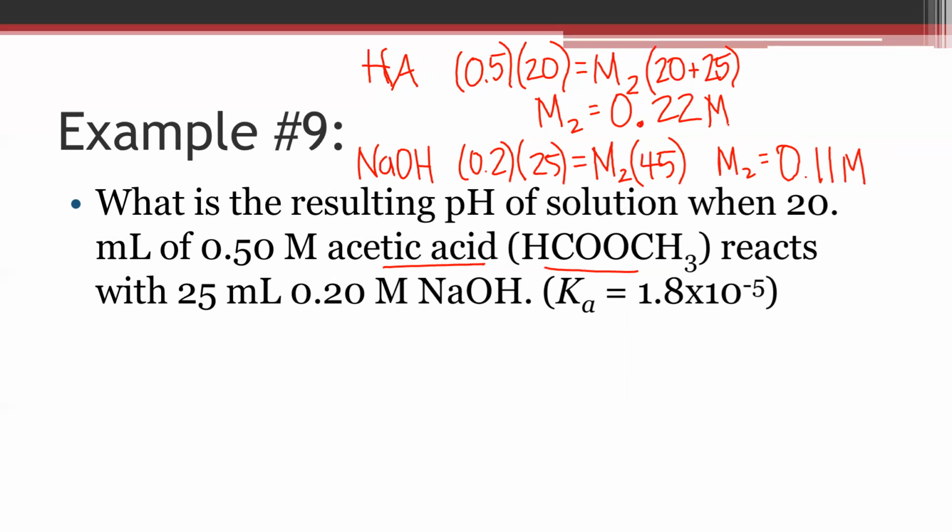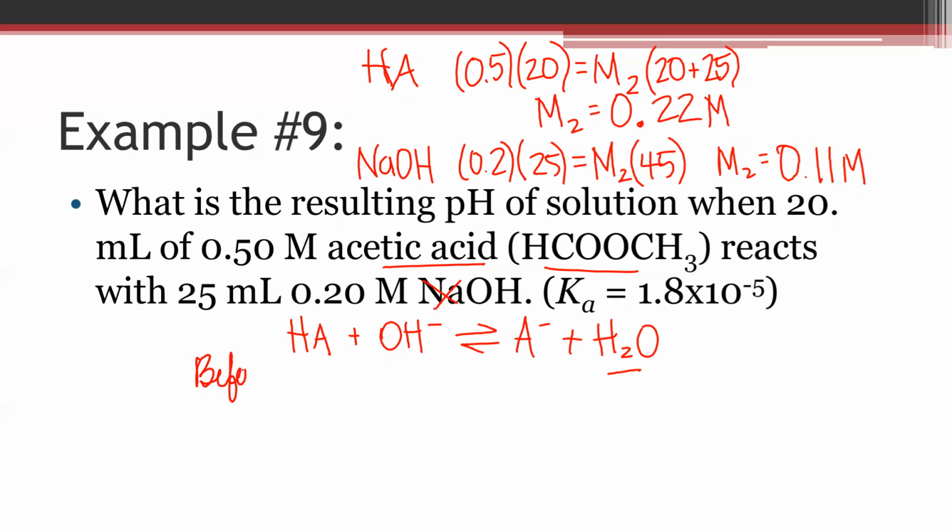Okay, so using that equation that's right there at the top of page 14, we have our acid plus the hydroxide, which is the important part from the base. We don't need the spectator ion. That will turn into the conjugate base, the acetate ion, and water. Okay, so water still doesn't matter.